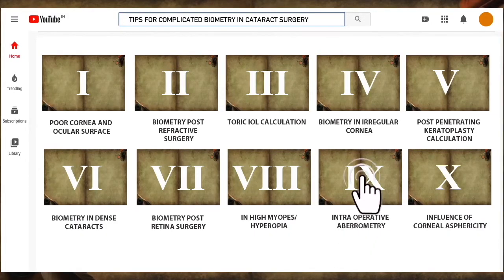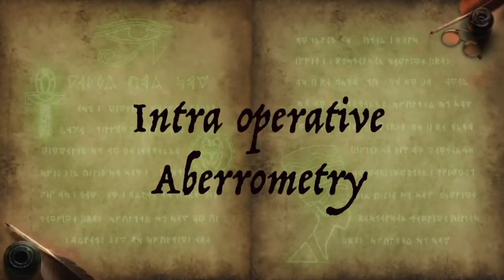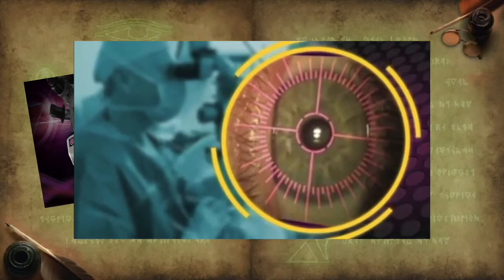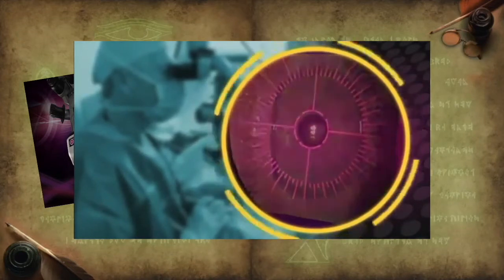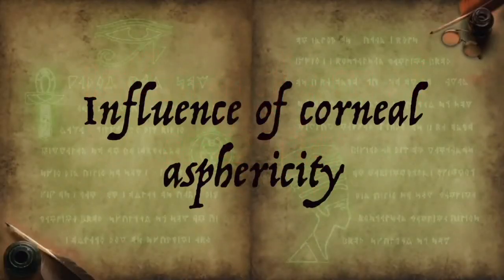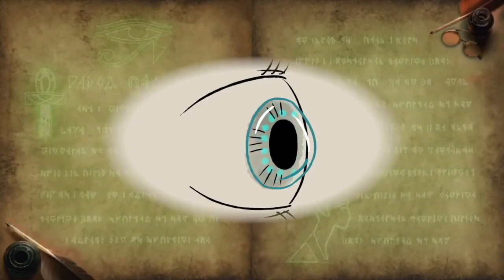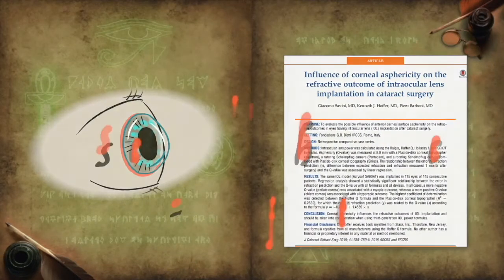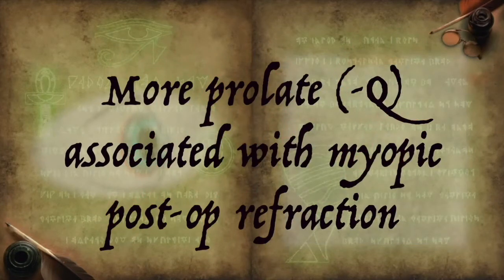Intraoperative biometry is the next big thing. It gives us the opportunity to double check with preoperative findings intraoperatively. Lastly, corneal asphericity must also be taken into consideration as it affects the post-operative outcomes. More prolate the cornea, more is it associated with negative prediction error.